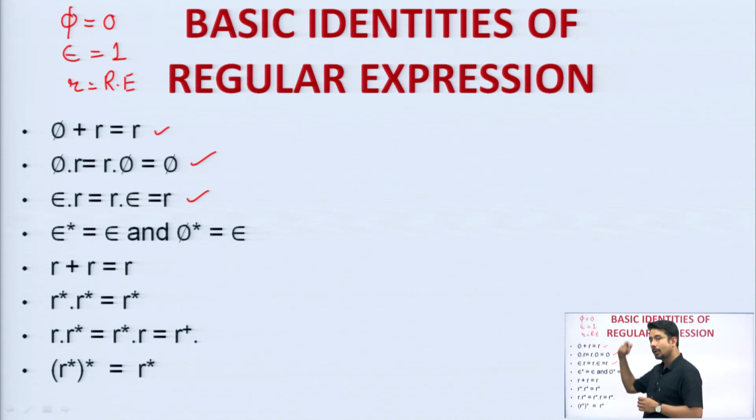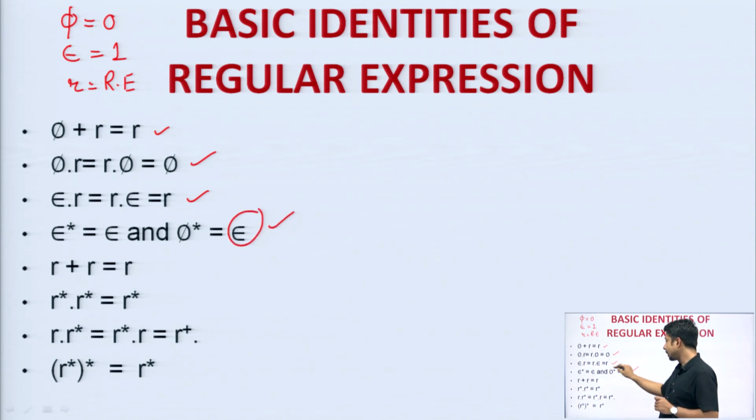Next, epsilon to the power of the Kleene closure will always give you epsilon only. 1 to the power of anything will always give you 1, and phi to the power of the Kleene closure will give you epsilon. In what case? Phi to the power 0 will give you 1, that is one case. So this is a particular identity that you need to remember.